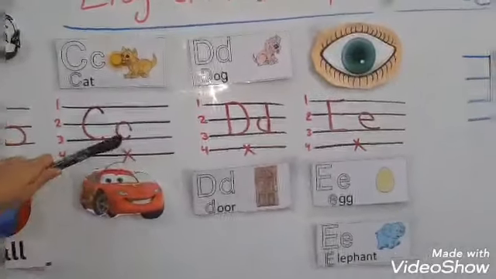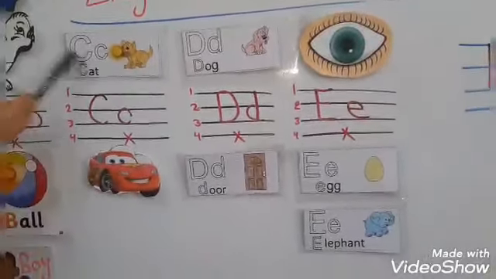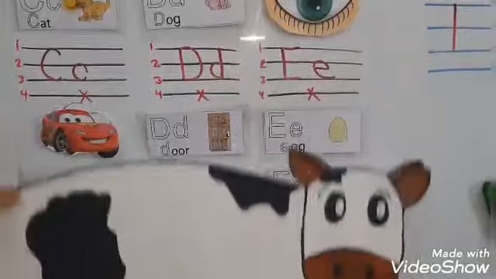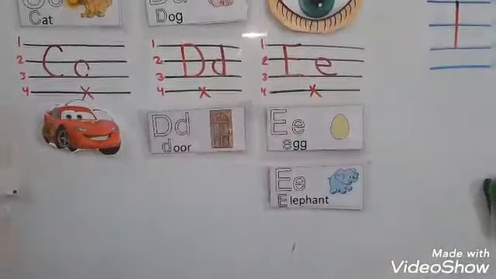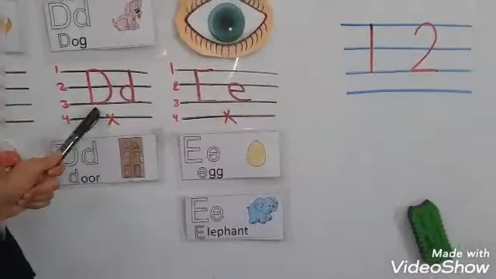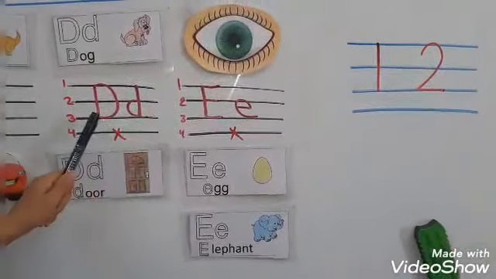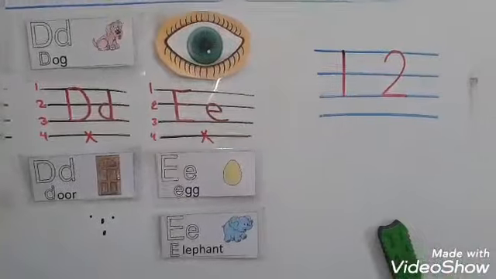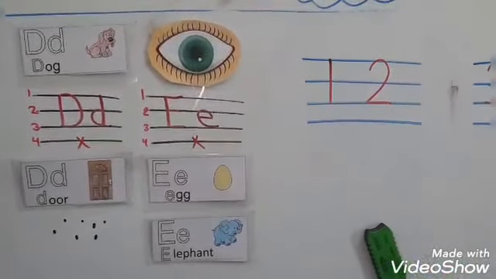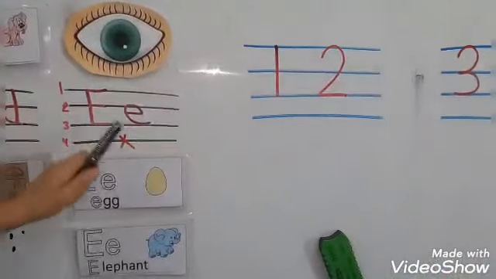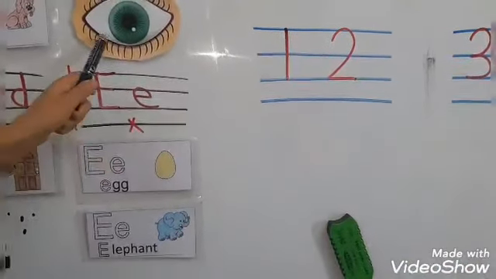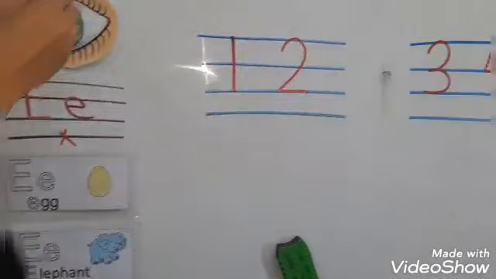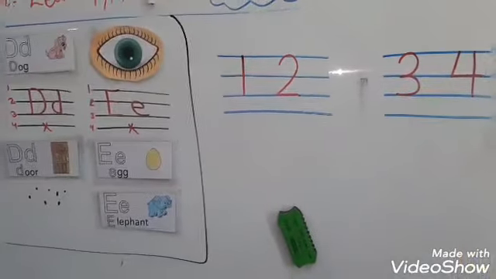Capital C, small c. Cat, car, cow. Next, capital D, small d. D, dog, door, dot. Okay, capital E, small e. Egg, elephant.